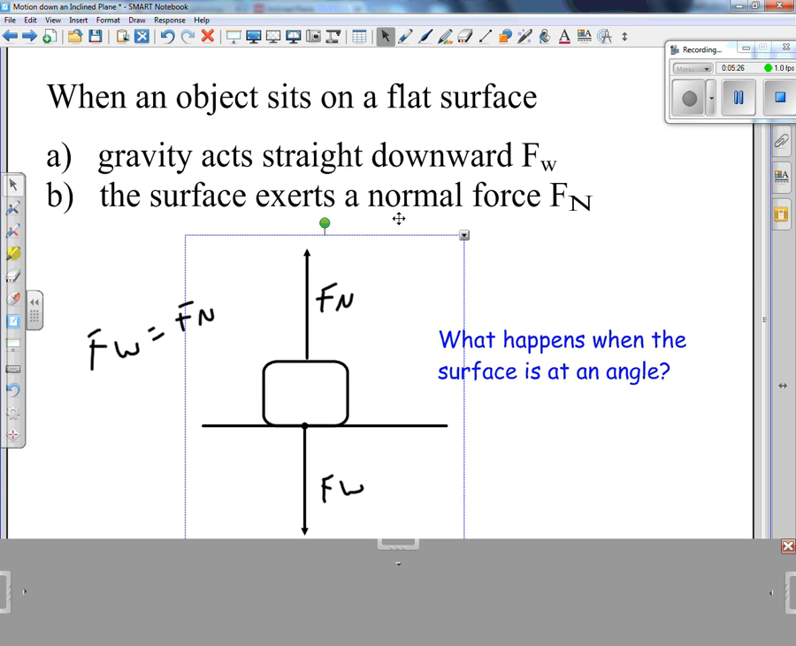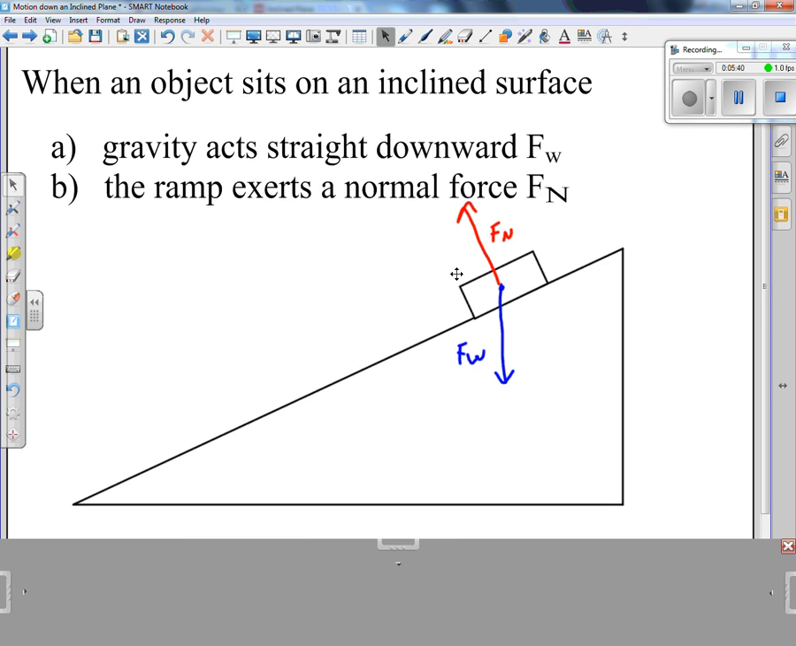What's the net force right now? Zero, which means if the object's at rest, like the book is, then it's going to stay at rest. But now when I increase the angle, I actually have a net force, don't I? How do we find the net force?